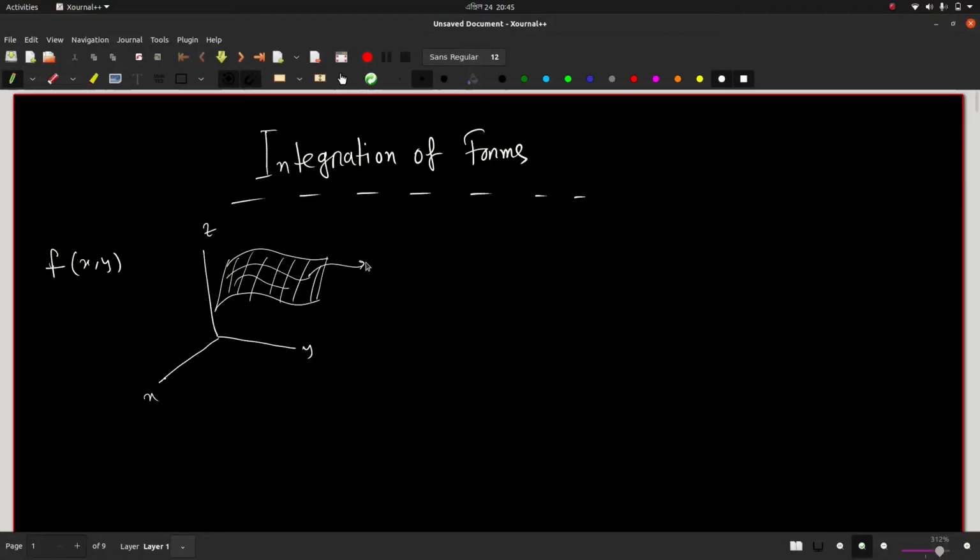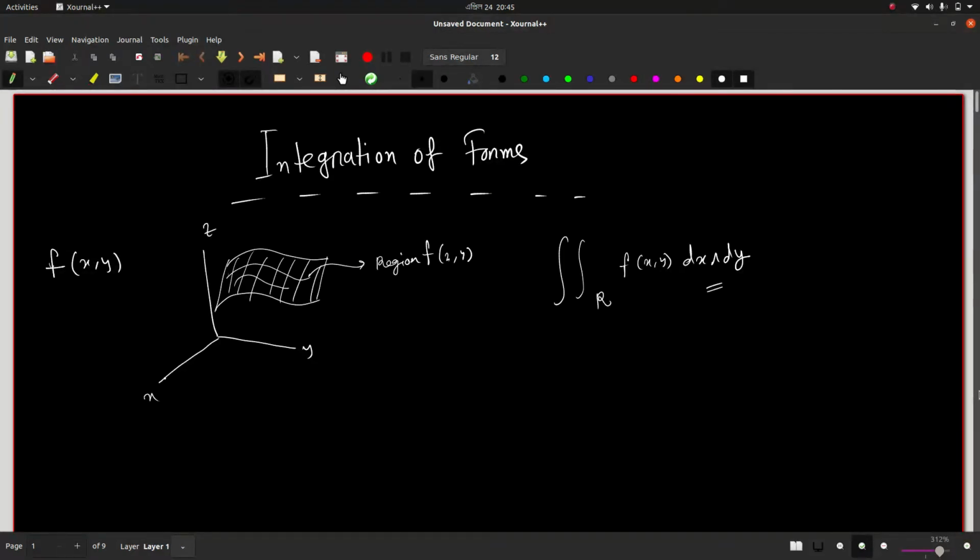Now this region is denoted with this function, and our interest is to compute a quantity that is defined with this double integral over this region. We want to compute integrals that involve differential forms. So how do we proceed?